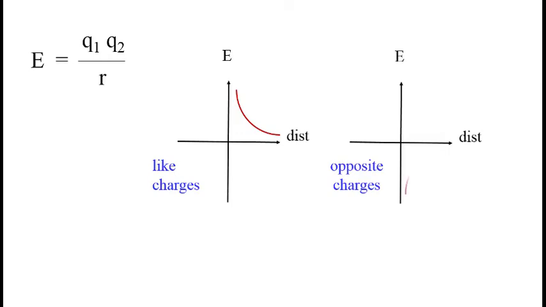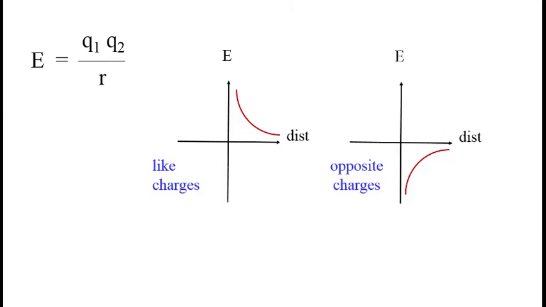For opposite charges, the distance is still positive, but the energy will be negative. Again, as the distance increases, the energy gets closer to 0. So, how does this relate to our second pillar of chemistry?